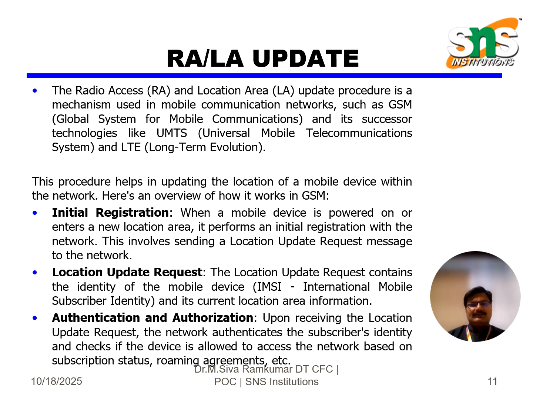We'll be seeing the routing area RA and the location area LA updates. They help us to track a mobile device's location as it moves across the network area. When a phone is switched on or enters a new area, it performs an initial registration and sends a location update request containing its identity and area details. The network then performs authentication and authorization to verify the user and ensure valid access. In simple terms, RA and LA updates allow the network to know exactly where your device is, ensuring continuous and secure connectivity.